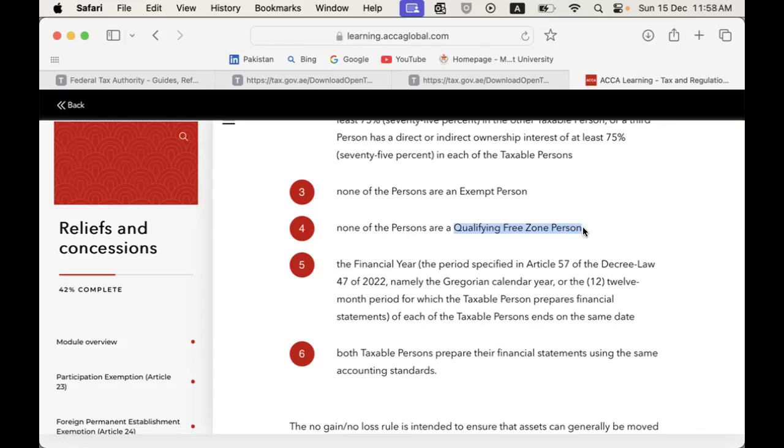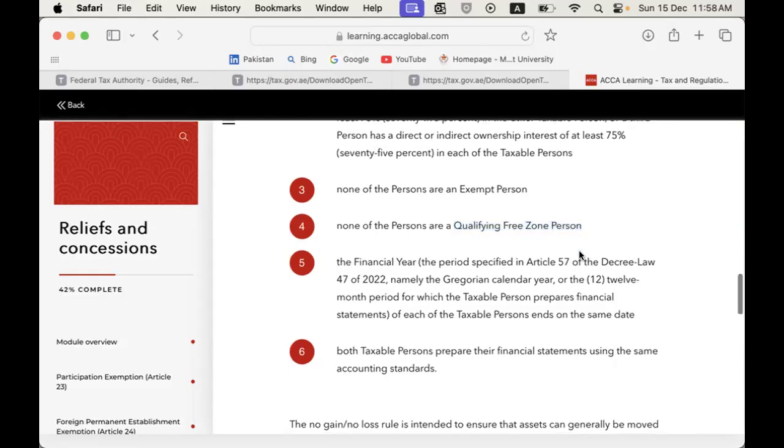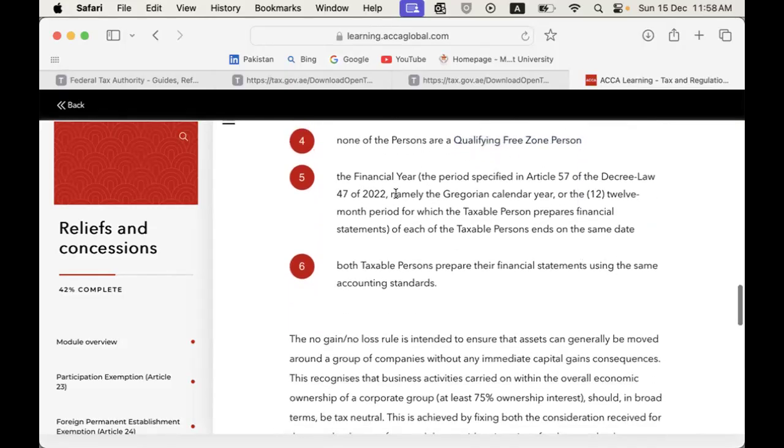0%, right? Very good. So I think all of us are clear that the common language that we use, that qualifying free zone persons are exempt already, is the wrong language. Qualifying free zone persons are 0 rated persons, not exempt persons.